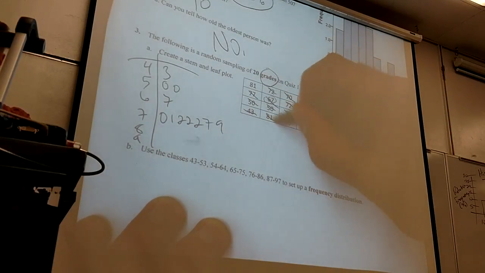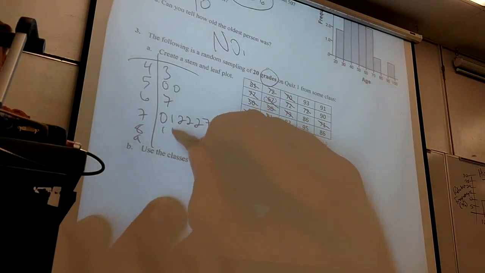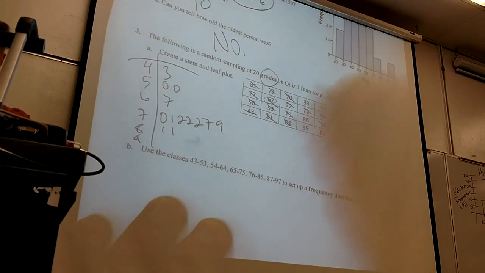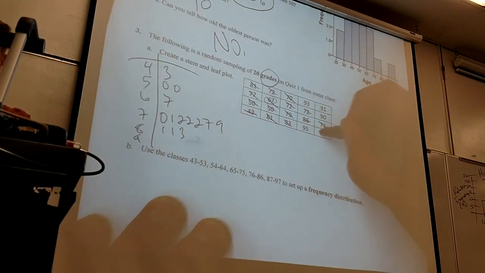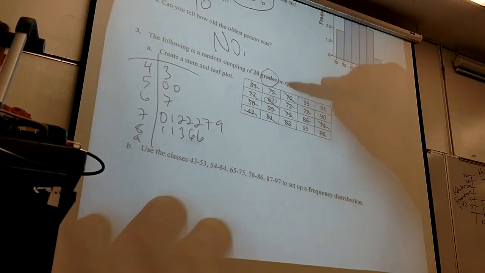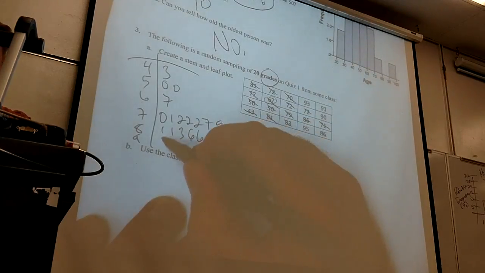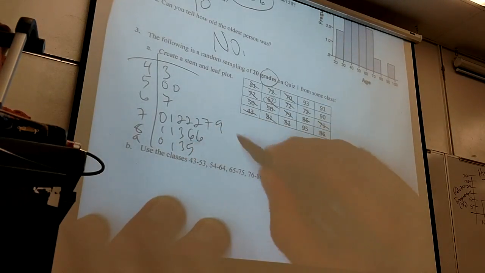What about 80s? Here we go. We got 81, 81, right? 83, 86, 86. And that's it for 80s. And then all I got left is 90s. 0, 1, 3, 5, it looks like, right? Yes. And what's my key going to be?